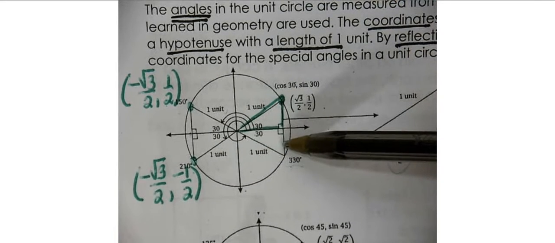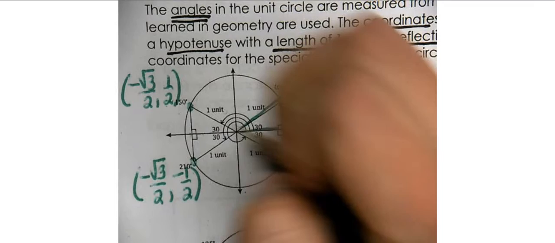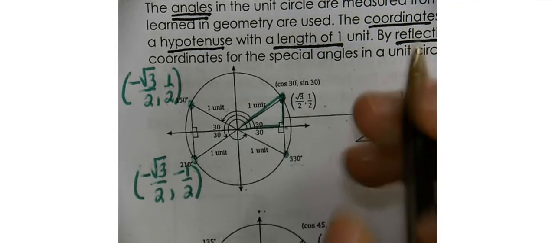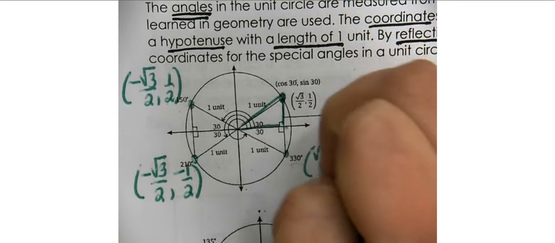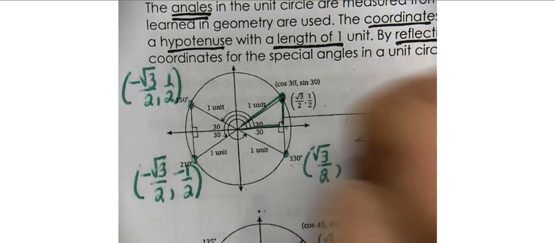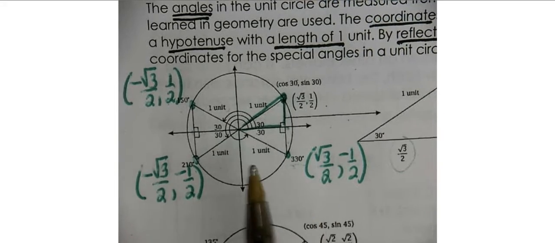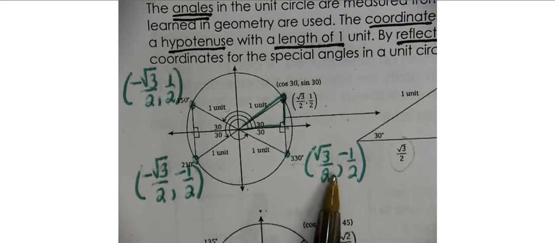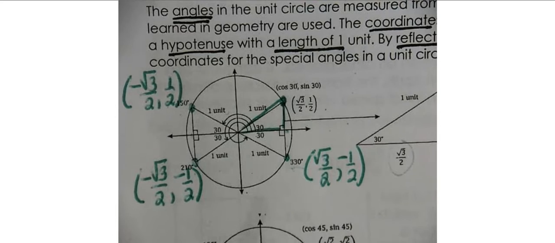So your triangles are always flipped with respect to your x-axis. And with this ordered pair, we're going to the right, square root of 3 over 2. So that's going to be a positive square root of 3 over 2. But now we're going down 1/2, so that's going to be negative 1/2. So our ordered pairs are exactly the same. The only thing that changes is whether or not x or y is positive or negative.